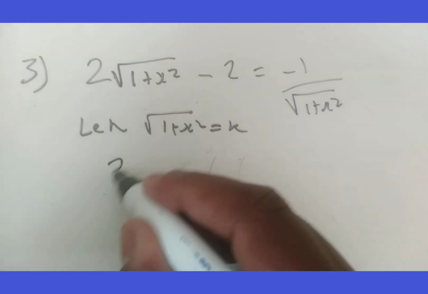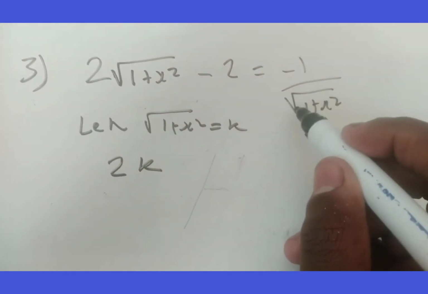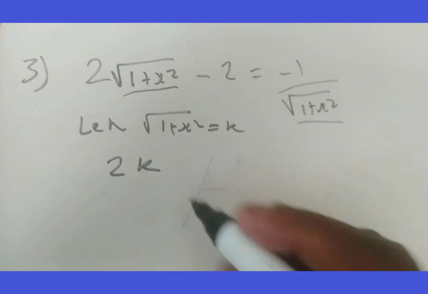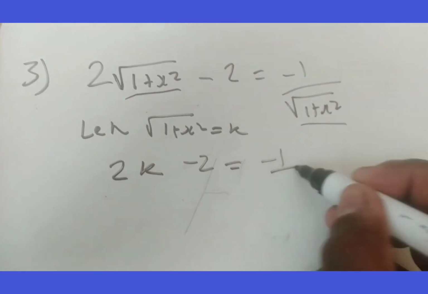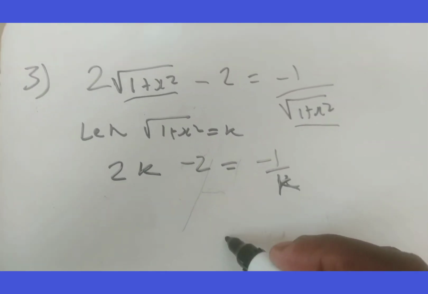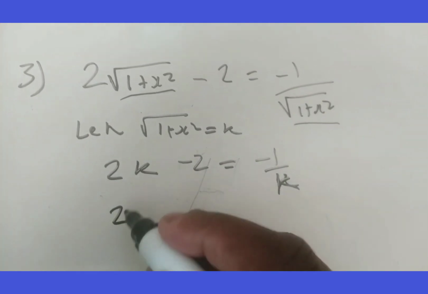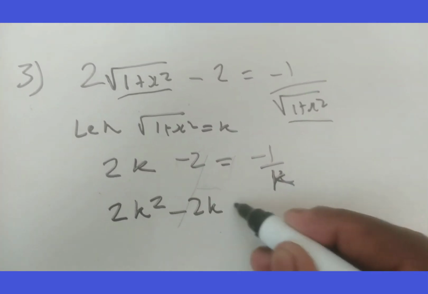So it means this is going to be 2k. Notice I didn't say 2 root, because if there was a 2, then I would pick it because it would be the same, but exactly what is the same is only this part. So it means this is going to be 2k minus 2 is equal to -1 over k. And of course, how do we get rid of the denominator? By multiplying everything by the common denominator. So then this becomes 2k squared minus 2k equals to this.